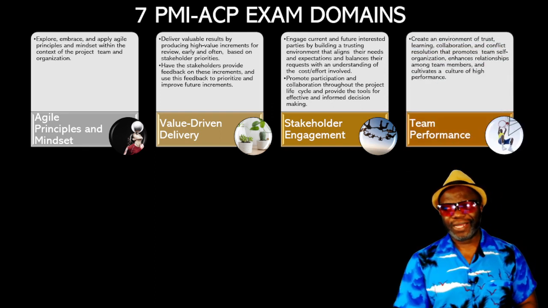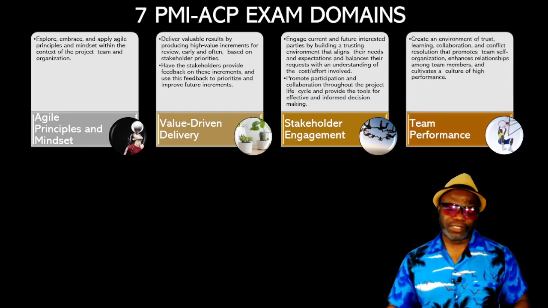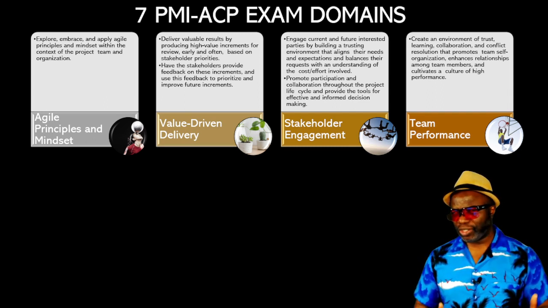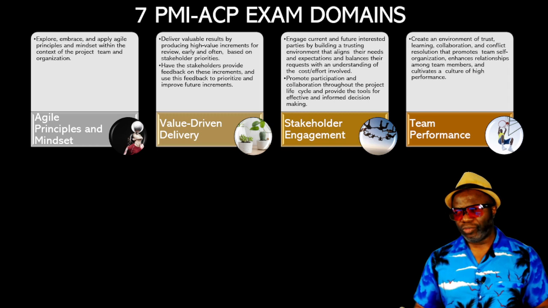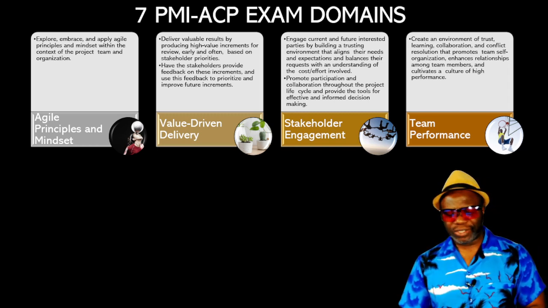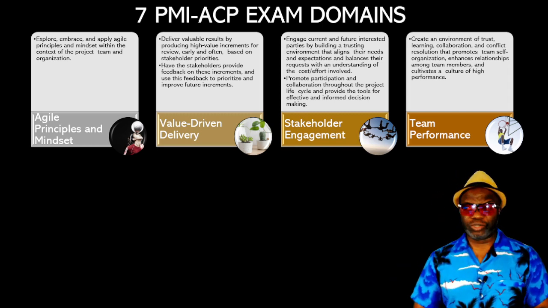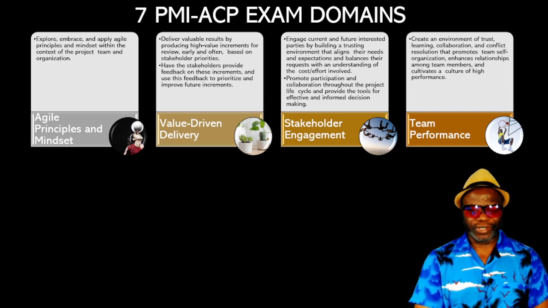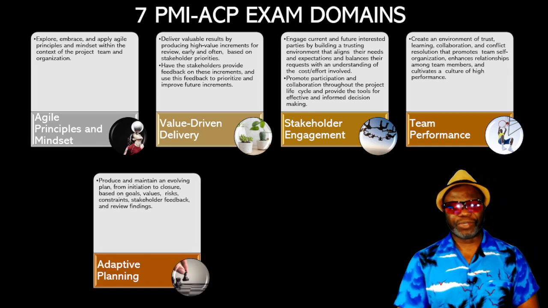The next domain is team performance. This is about creating an environment of trust, learning, collaboration, conflict resolution, being aware of the 5 stages of team development, being aware of getting the team to perform, and things such as that, creating a culture of high performance. The next domain is adaptive planning.